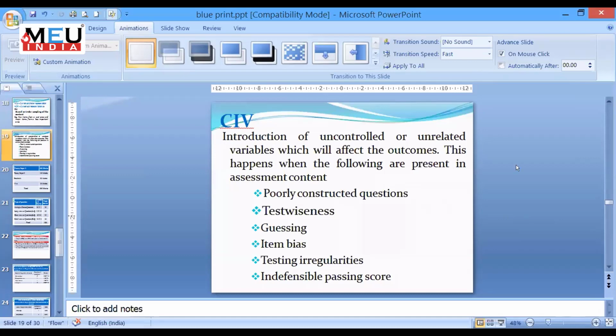Yeah. May I ask you, is there any formula for the blueprinting? Is there any formula, or do we have to ask something from the core area and the non-core area? Is there any formula? Yes, ma'am. There is a formula.